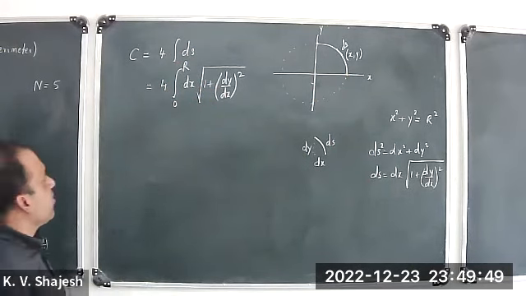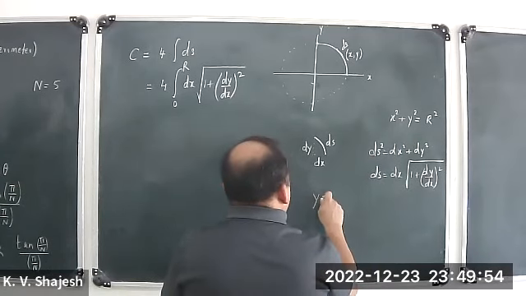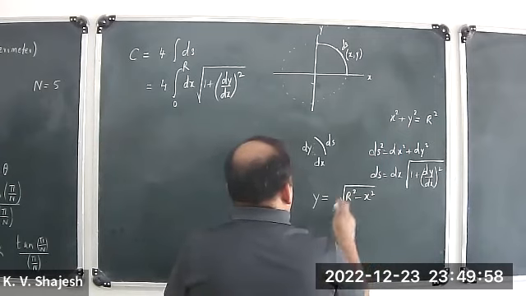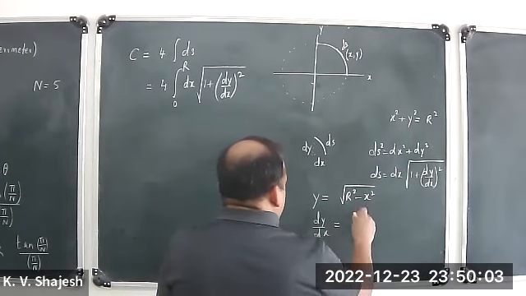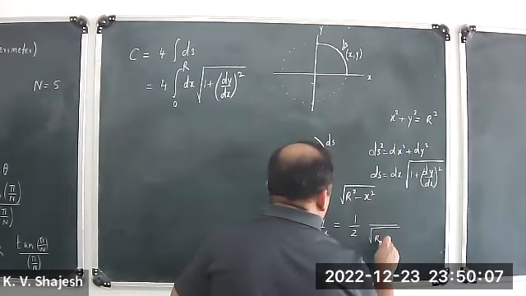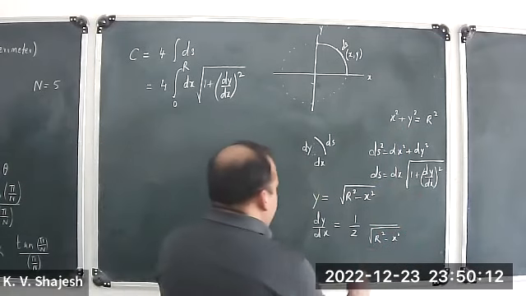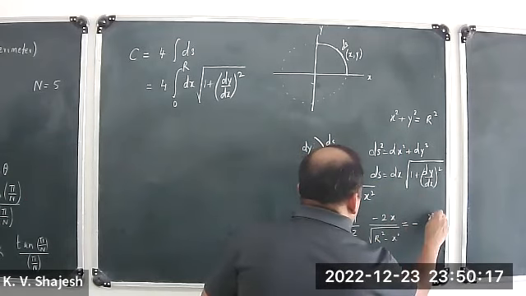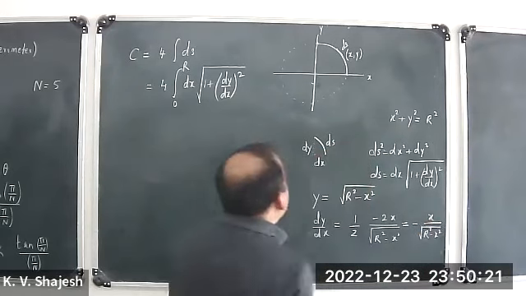That's my expression for the circumference. What is dy by dx? Let's rewrite y as square root of r square minus x square, and dy by dx then is equal to, I start with a 1 by 2, goes in the denominator, r square minus x square to the power 1 by 2 minus 1, which is minus 1 by 2, and then there is a minus 2x. So that's minus x over square root of r square minus x square.